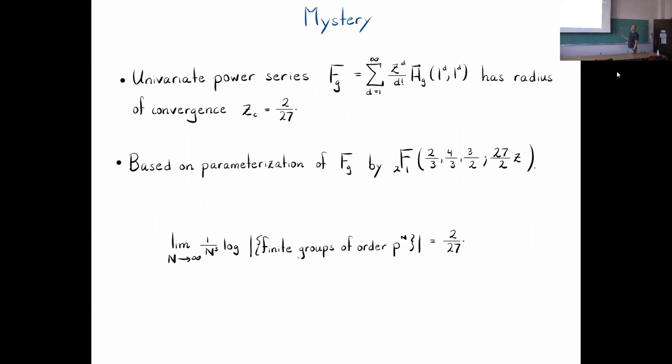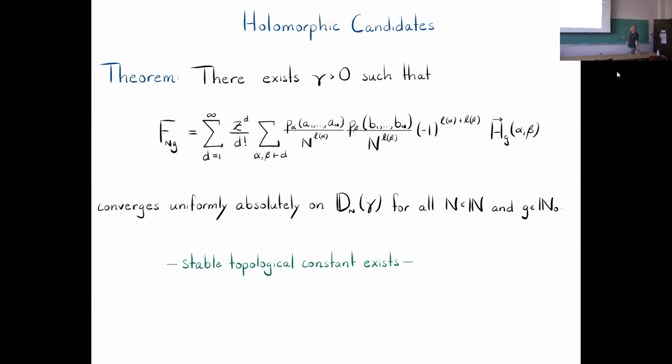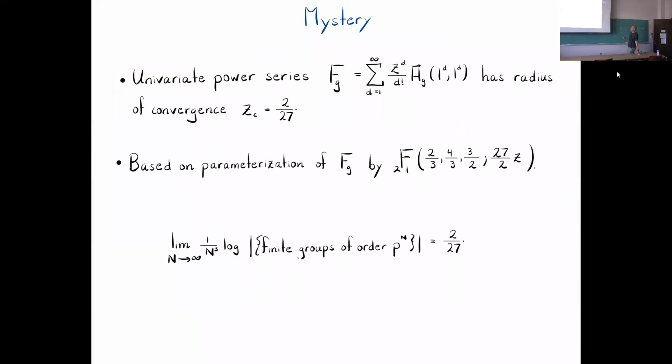And so how do you know that these things converge? Well, it's a hard result. It was very difficult. This is a theorem with Ian Goulden and Mathieu Gay-Paquet from some years ago, that this stable topological constant exists. And how do you know this?